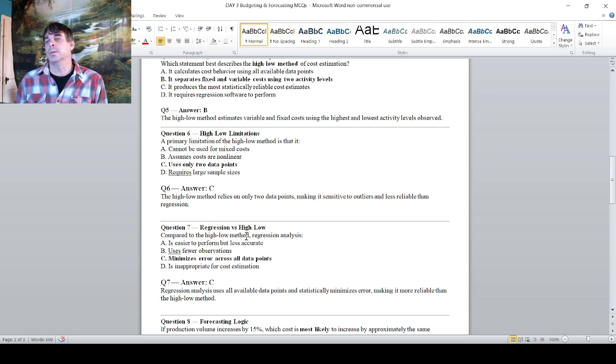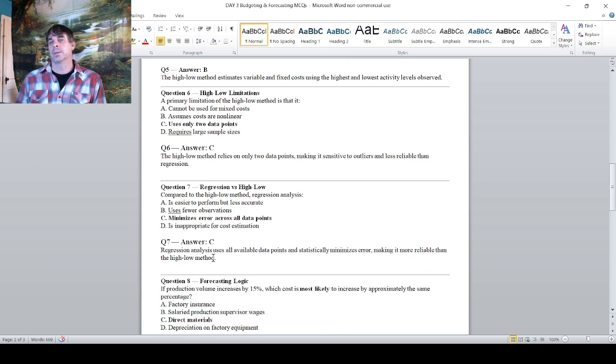Question 7, regression versus high and low. Compared to the high and low method, regression analysis, C, minimizes error across all data points. Regression analysis uses all available data points and statistically minimizes error, making it more reliable than the high and low method.